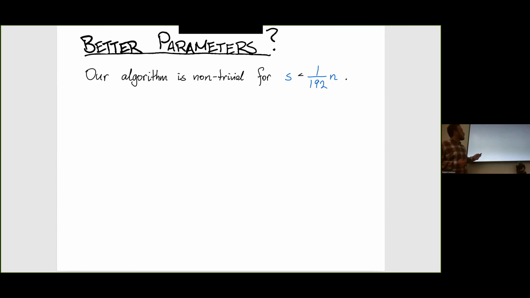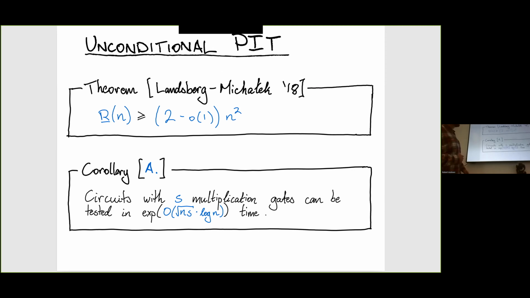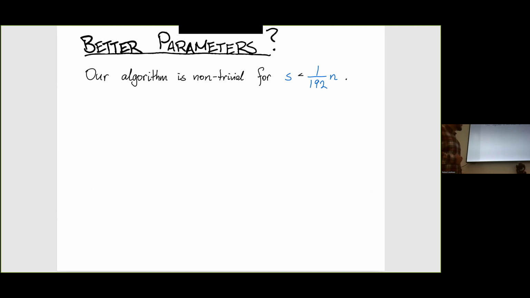So you might ask, can we do better than this? We lost the slide. Thanks, it's back. All right, so can you do something better? It turns out you can work out the constants here, and as long as S is less than about n over 192, you get some non-trivial algorithm.